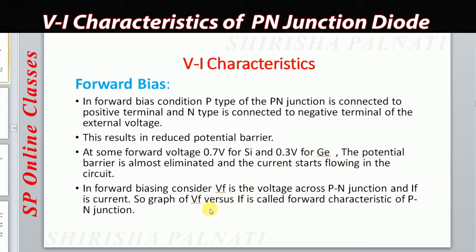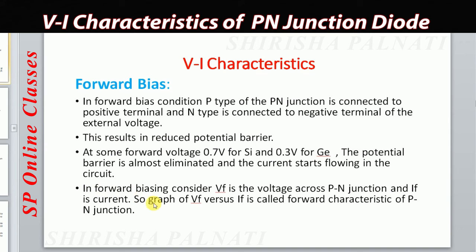Next, in forward bias, consider Vf is the voltage across the PN junction and If, this is If, is the current. The graph of Vf versus If is called the forward characteristics of the PN junction. Here Vf means the voltage present in forward condition, and If means the current present in forward condition.